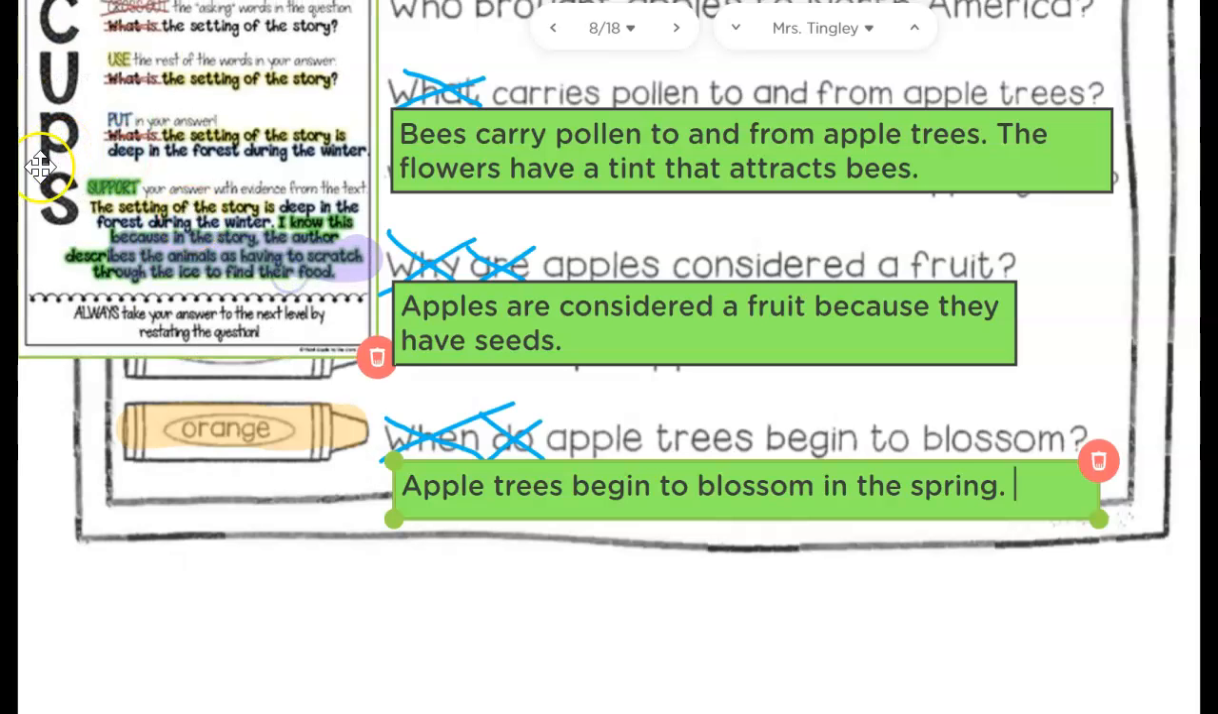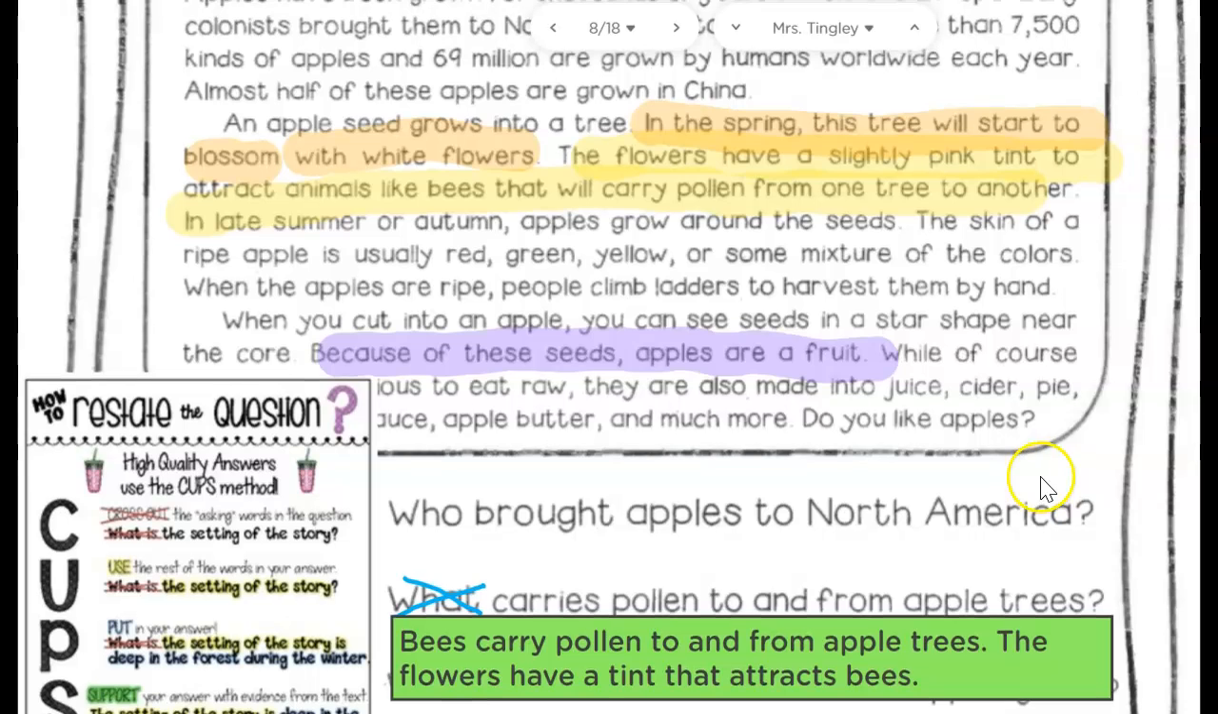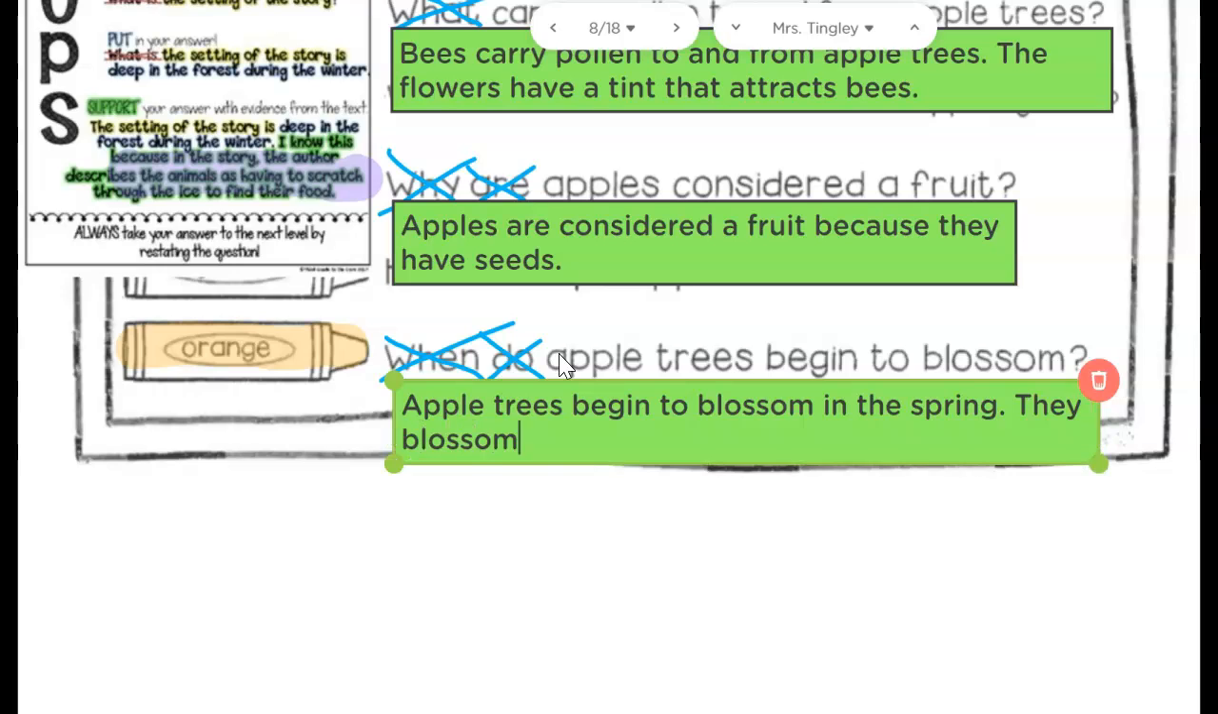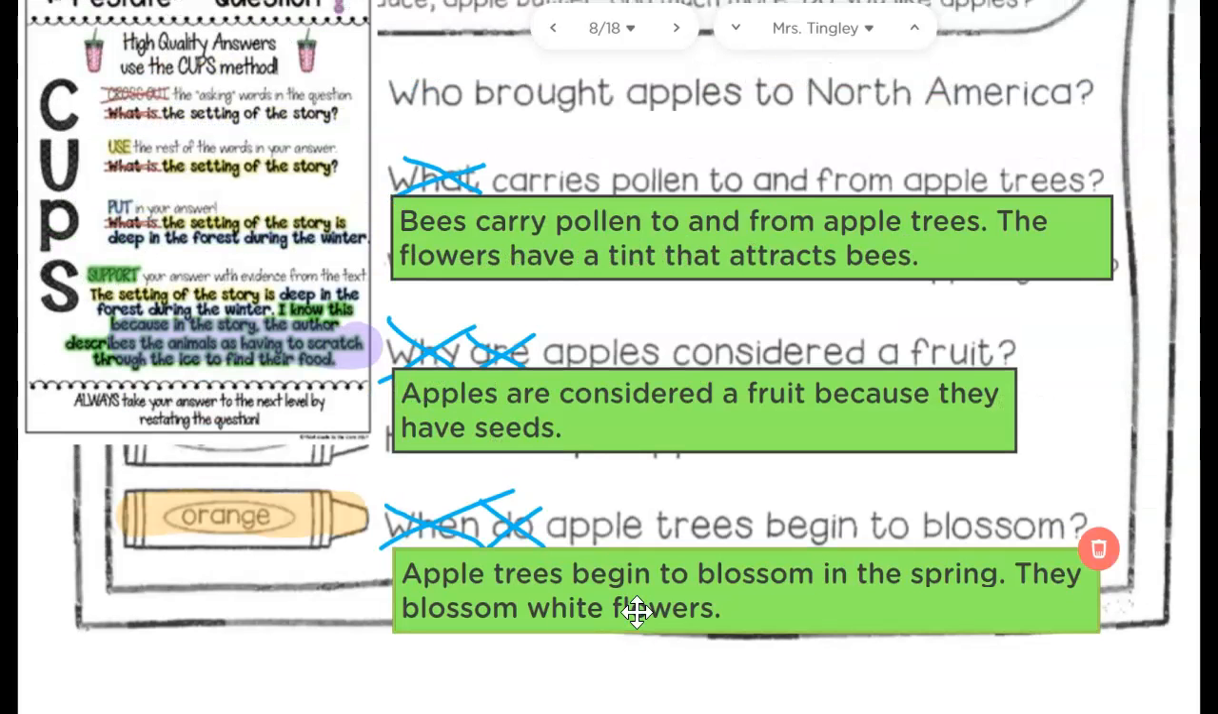And my final part is to support my answer. So I can add the detail that they blossom with white flowers. Pause the video if you need more time to type this out. And once you're finished typing these out, you are finished with this section of reading for today.